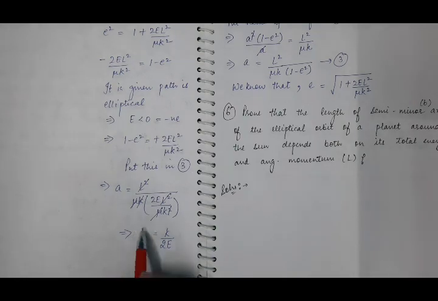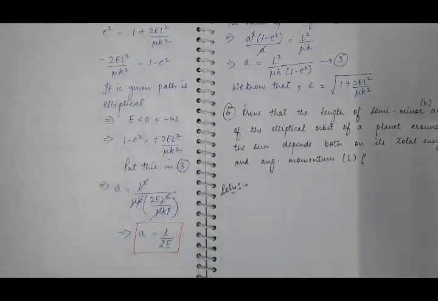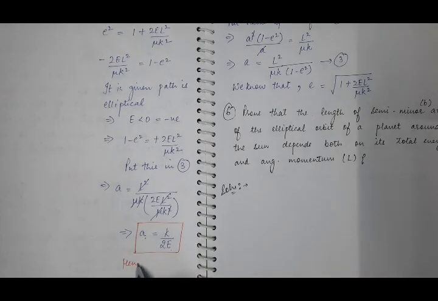So from this expression, we have proved that the length of the semi-major axis of a particle which is moving in an elliptical orbit around the sun only depends upon the total energy of the planet and is independent of its angular momentum. How? Because there is no angular momentum in the final expression of A. So hence, proved.